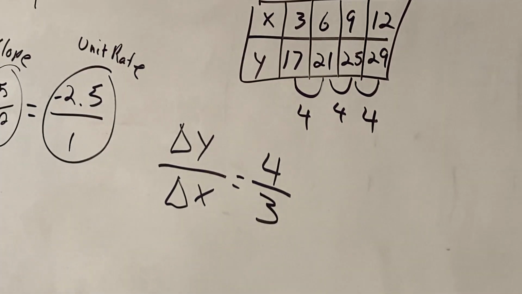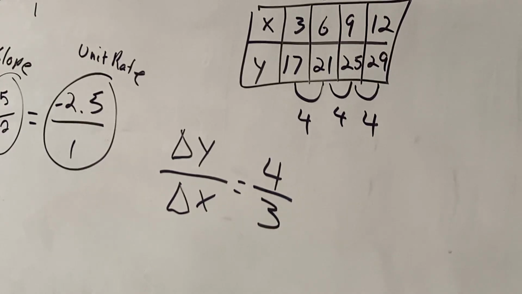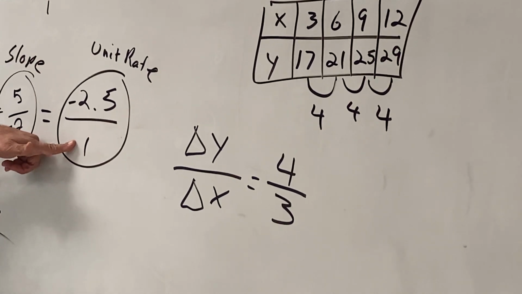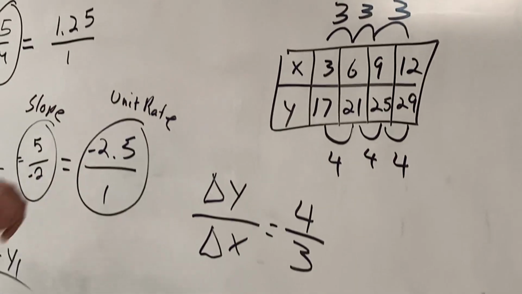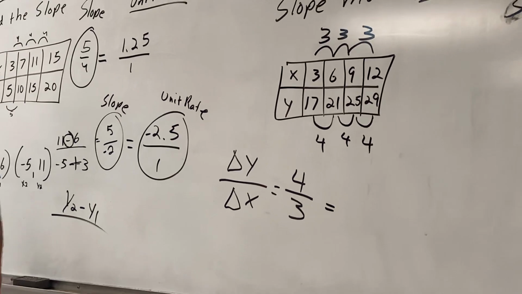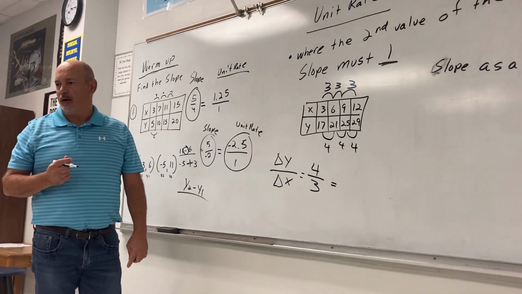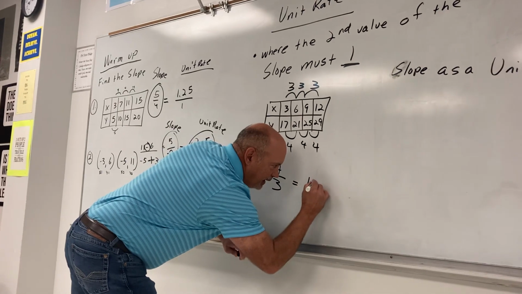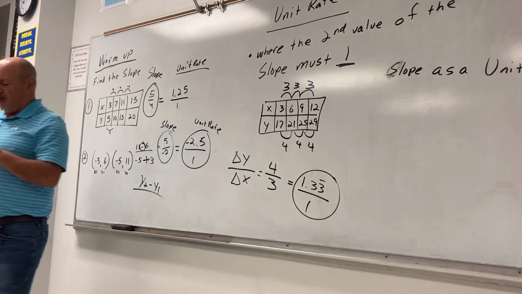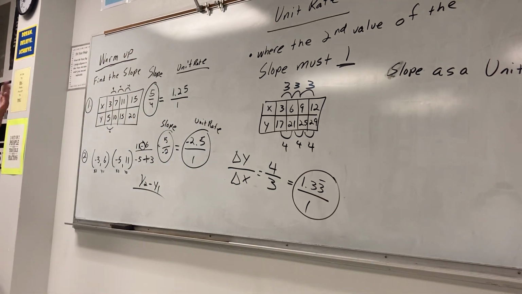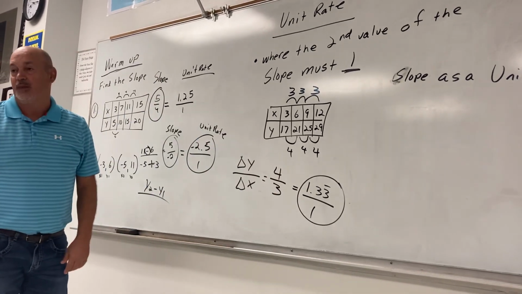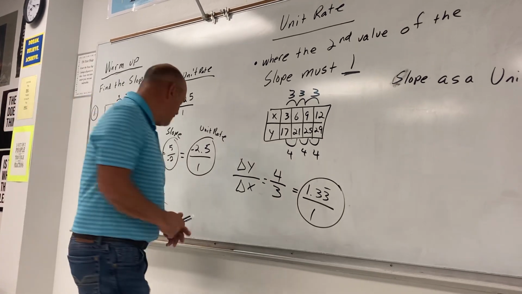Is that the correct slope? Yes or no? Yes. Is it written as a unit rate? No. No, let's make it be written as a unit rate. Type it in, Lily, and tell me what the unit rate would be. 1.33 over 1. And it's a repeating decimal, so you need to put a line there. So here would be the unit rate. 1.33 every 1x. Every time x goes up 1, the y goes up 1.333. Questions so far? Let's do another one.